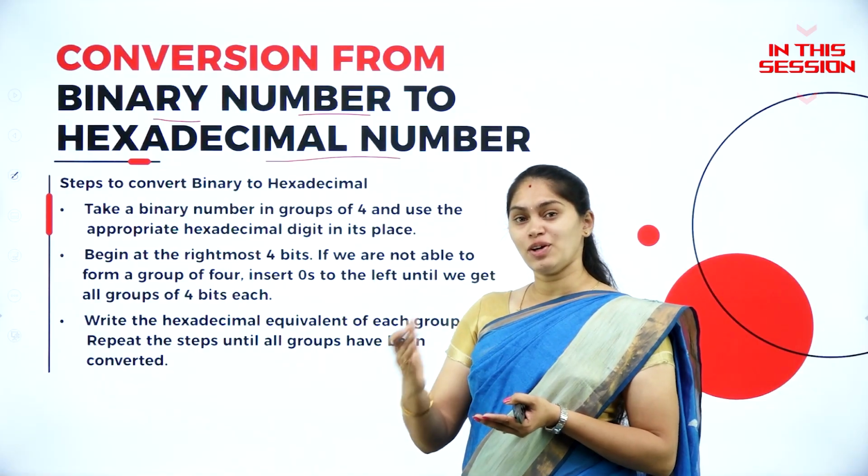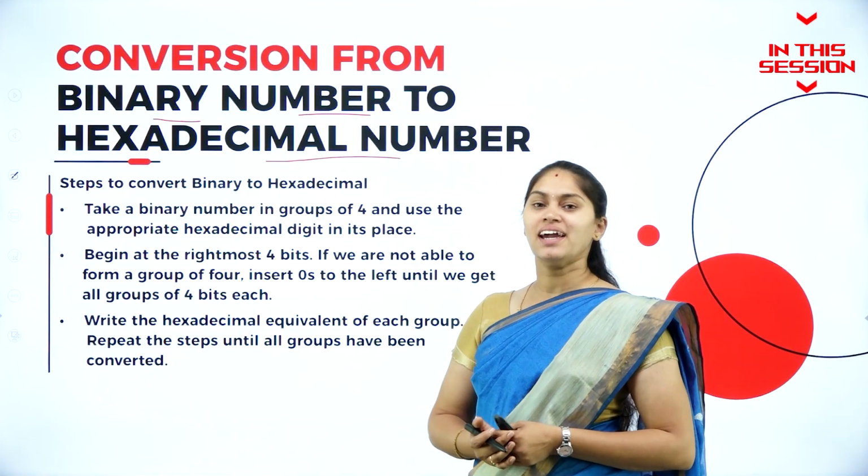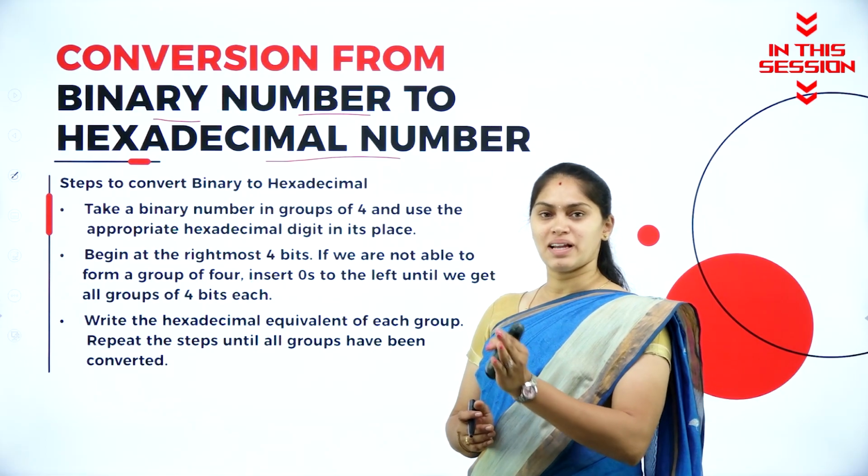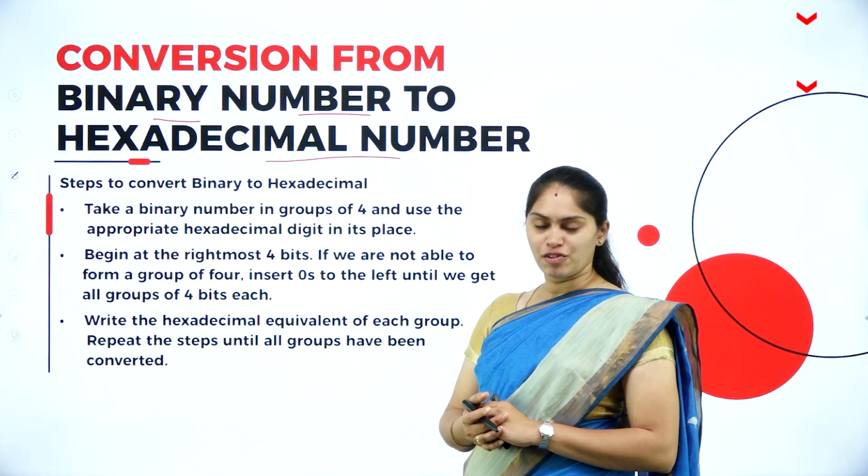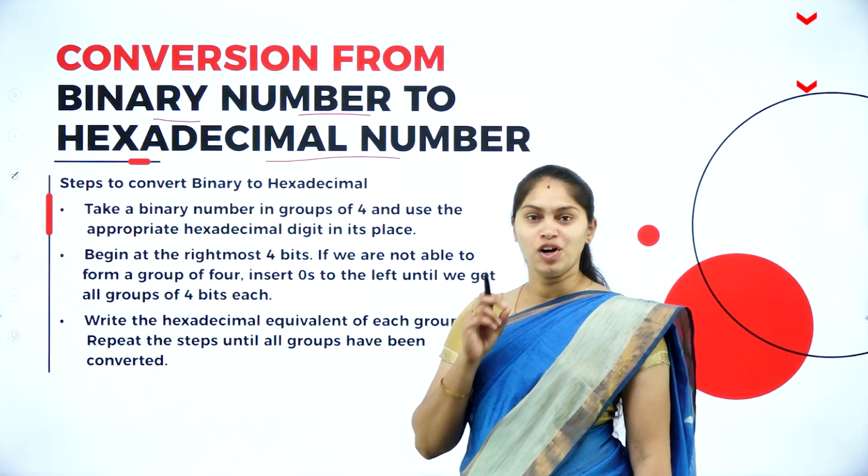If it is binary to hexadecimal, then it is just easy. 8421. 8 plus 4, 12, 12 plus 2, 14, 14 plus 1 is 15. I have to go with grouping of 4 digits here.